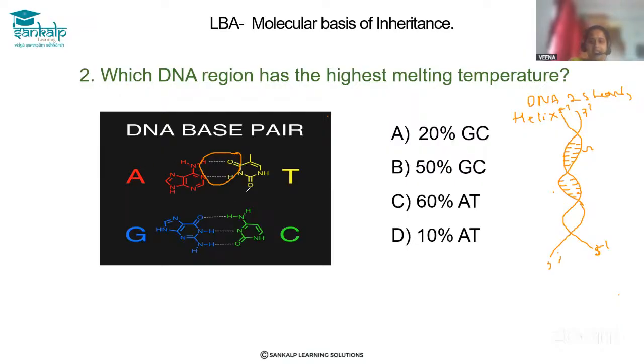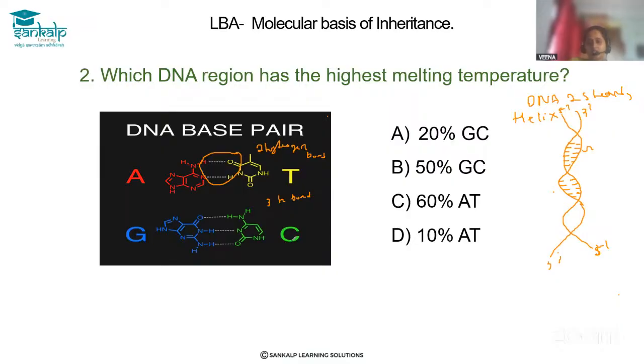In between the adenine and thymine, there are two hydrogen bonds, and in between the guanine and cytosine there will be three hydrogen bonds. Okay, so just think about this. Which bond will have the highest melting temperature? Here it has three bonds, so of course three bonds will have the highest melting temperature.